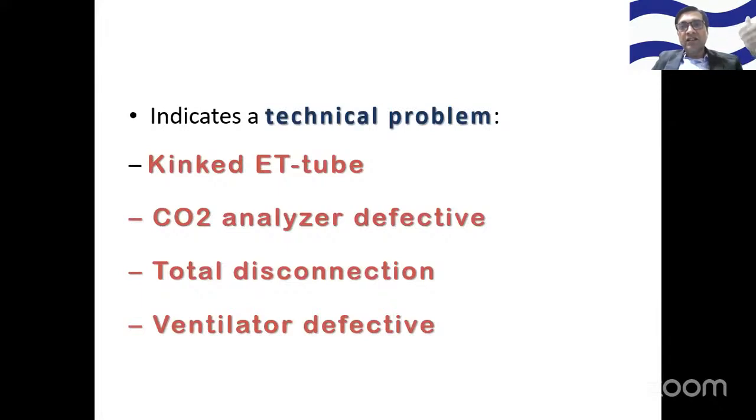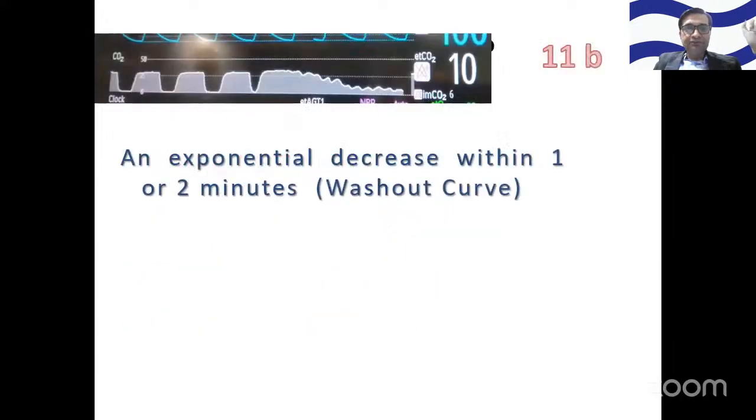Ventilator, your circuit, your connection to the tube, whether there is a kinking or whether your ETCO2 has got disconnected or got defective. So this is the classical scenario where you have to not look at the patient, you just have to look at the machines and accessories.